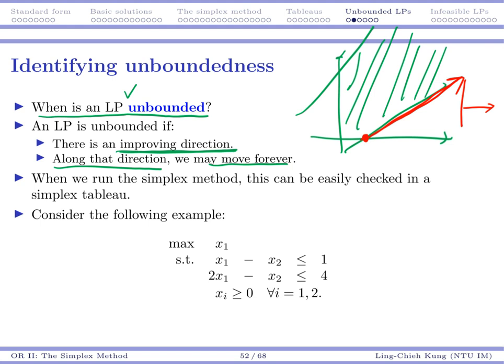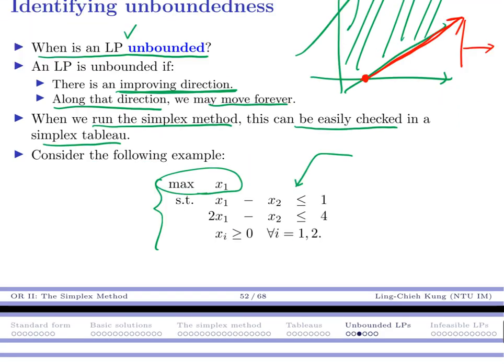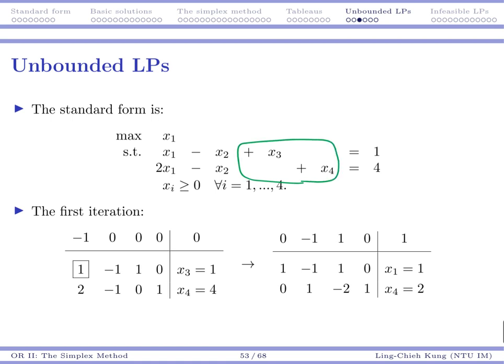So if we correctly understand this, then when we run the simplex method, this can be easily checked in a simplex tableau. So let's use the following example to give you an illustration. This is a maximization problem, and we are going to add slack variables. Once we do that, everything looks fine, so we have our tableau. We're going to run one iteration because our -1 reduced cost is negative. So we're going to enter x1, and we do the ratio test very quickly. We see 1 as our pivot, and then we do some pivoting.